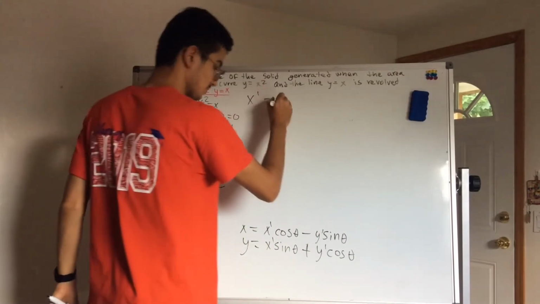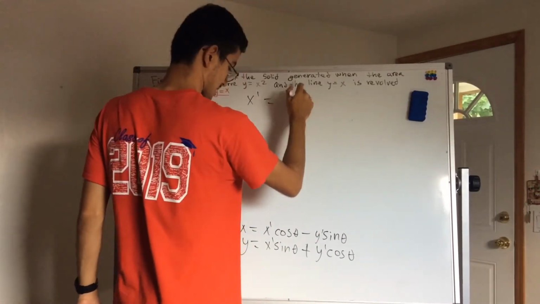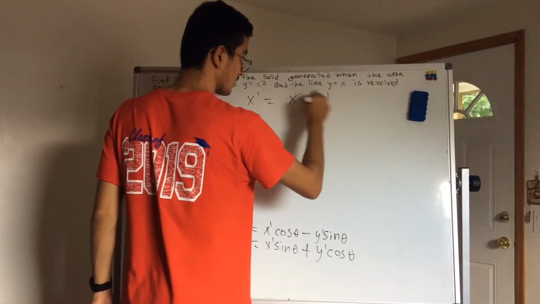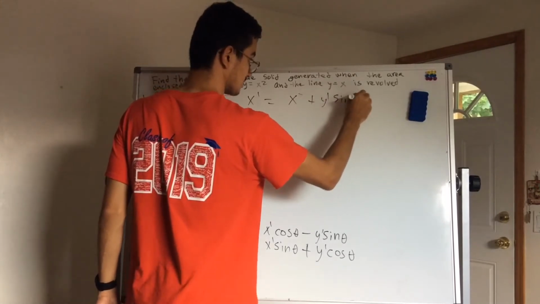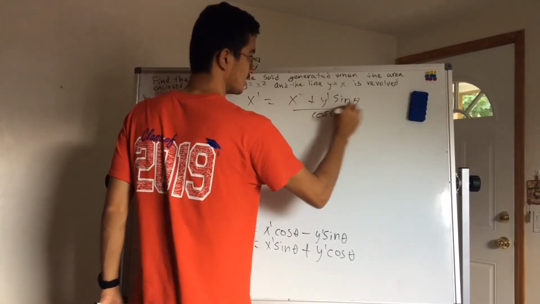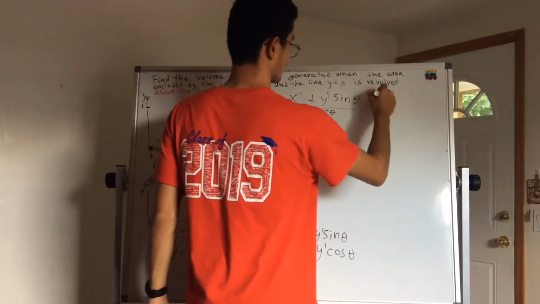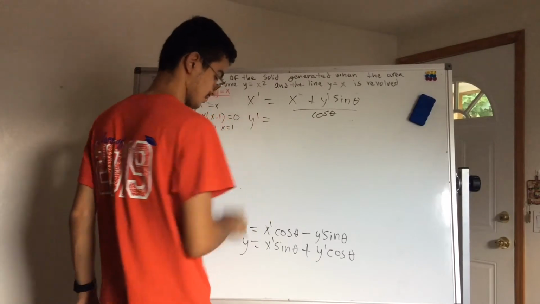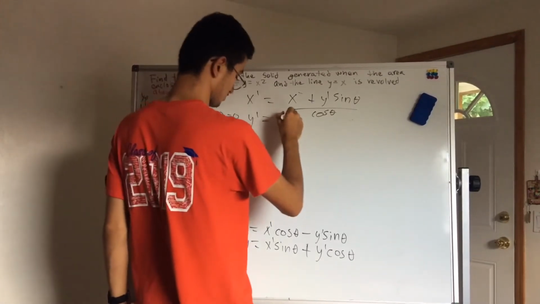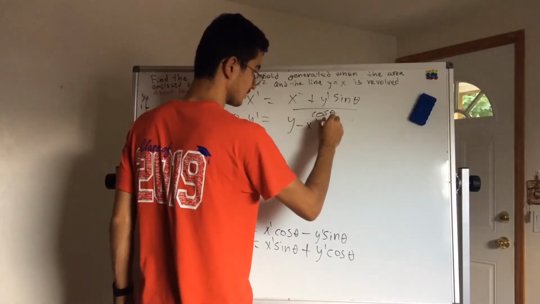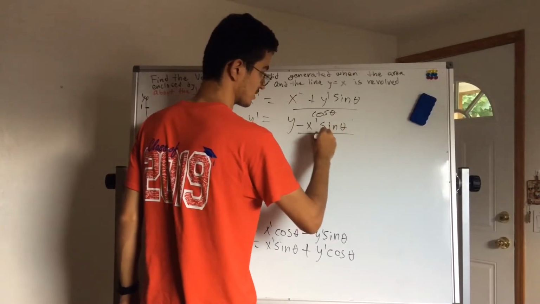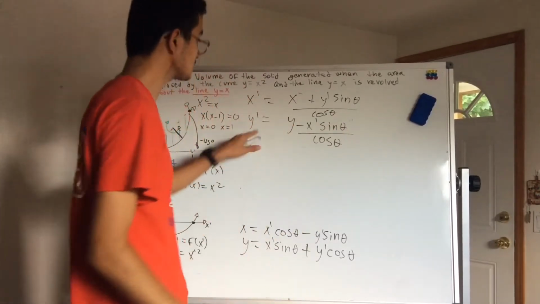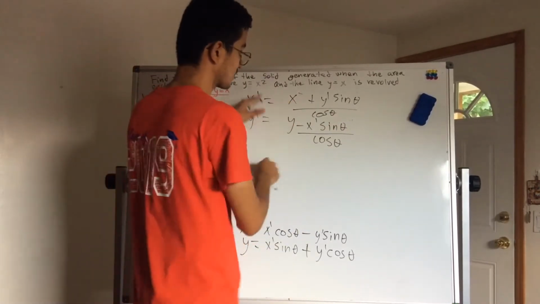So x prime is equal to x plus y prime sine theta, everything divided by cosine theta. And we also have y prime. Let's just write it over here. Y prime, in the second equation, is equal to y minus x prime sine theta, all of that divided by cosine theta. Okay, we can substitute each of them simultaneously.